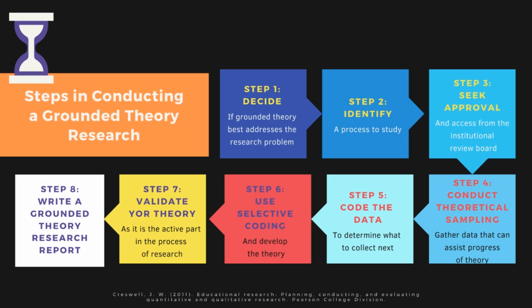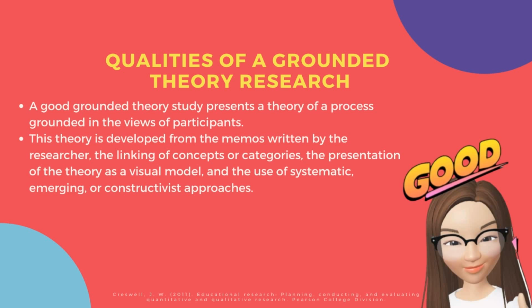The structures of grounded theory studies are scientific and include the problem, methods, and discussion and result. Quality of a grounded theory research: a good grounded theory study presents a theory of a process grounded in the views of participants. This theory is developed from the memos written by the researcher, the linking concepts or categories, the presentation of the theory as a visual model, and the use of systematic, emerging, or constructivist approaches.